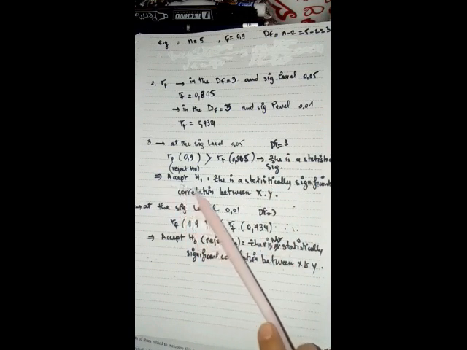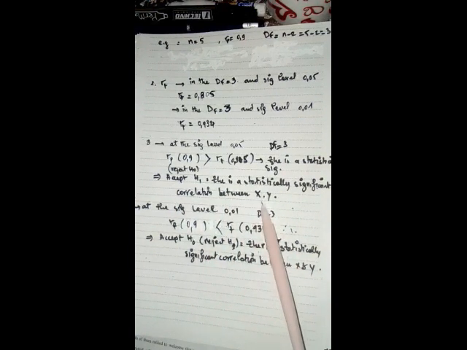It means that we accept H1 and we say that there is a statistically significant correlation between X and Y, my two variables. If you remember the activity we had, the two variables were the statistics exam scores and the research skills exam scores. So there is a correlation between them.